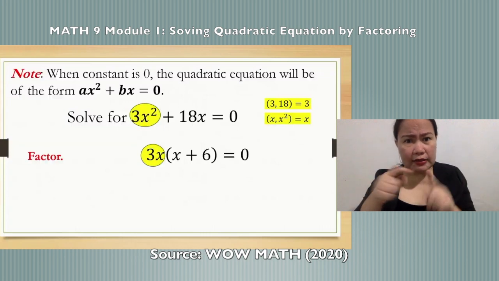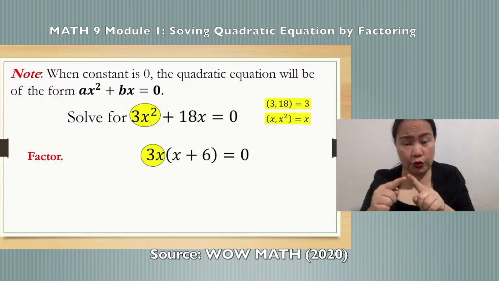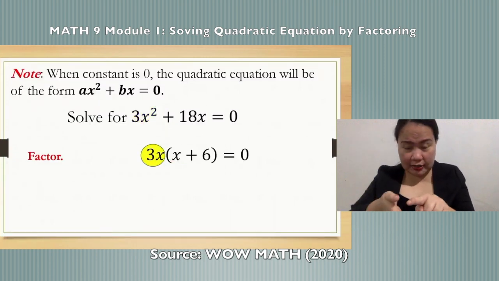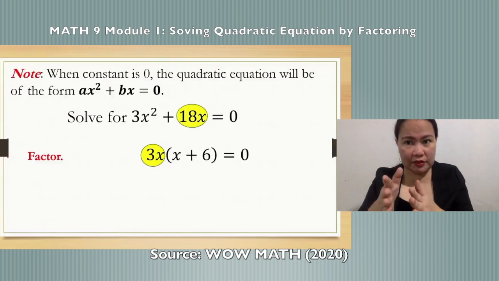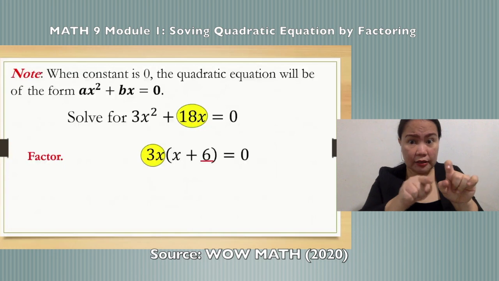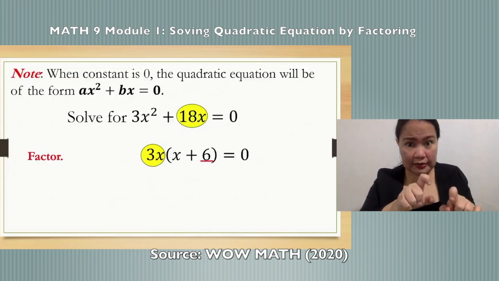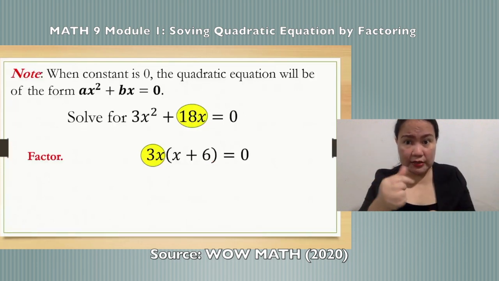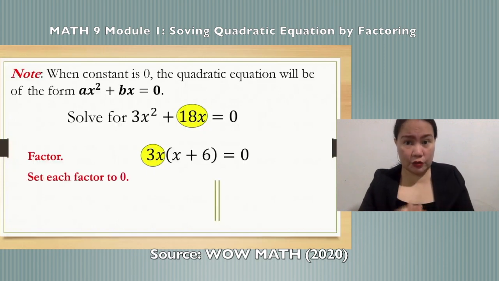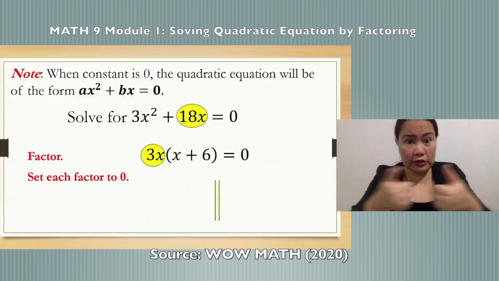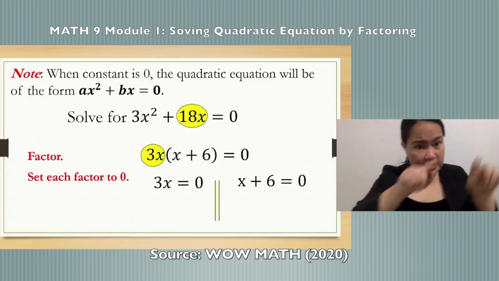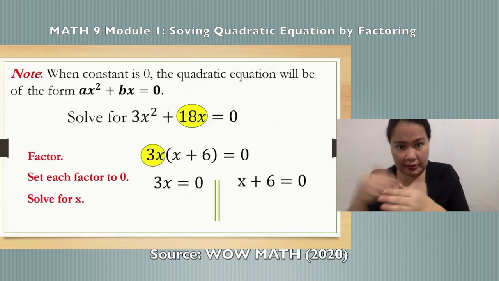Because, when you divide 3x squared by 3x, makukuha niyong sagot dyan is x. Copy the sign, which is positive, and then 18x divided by 3x, the answer is 6. So therefore, the factors of 3x squared plus 18x are 3x and x plus 6. So anong gagawin natin? We set each factor to 0. So paghiwalayin lang natin yung dalawang factor, and then equate natin by 0. And after that, we solve for x.